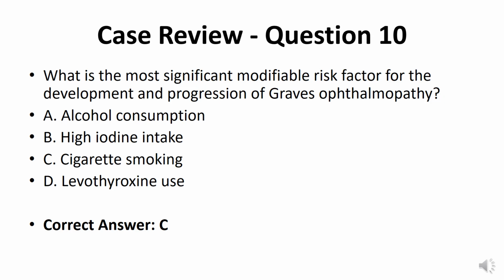This question highlights an important endocrine principle. Autoimmune diseases are often strongly influenced by environmental factors. In Graves' ophthalmopathy, smoking is one of the clearest examples of a modifiable exposure that significantly worsens disease outcomes. So, the most important modifiable risk factor for the development and progression of Graves' ophthalmopathy is cigarette smoking, making answer C correct.